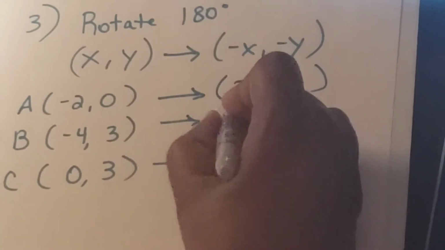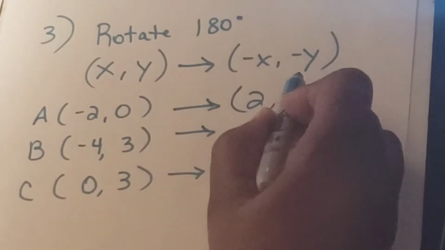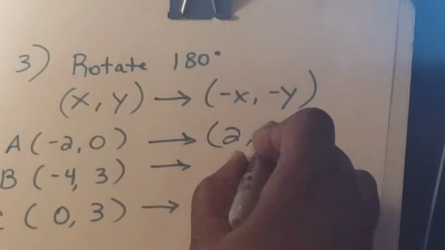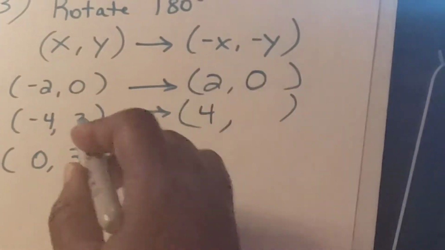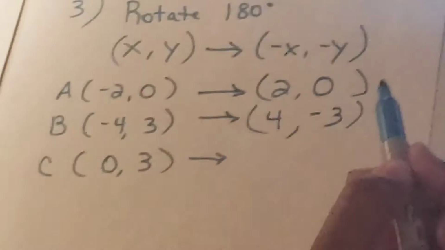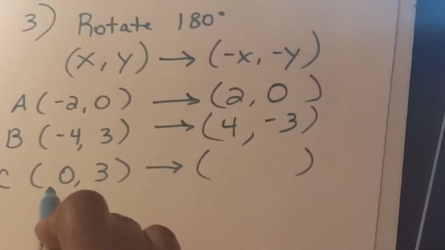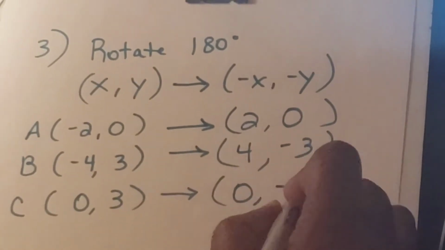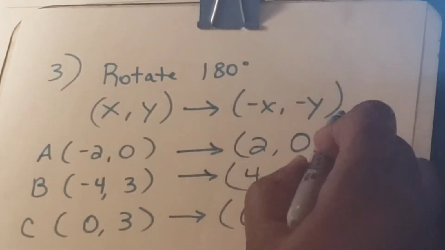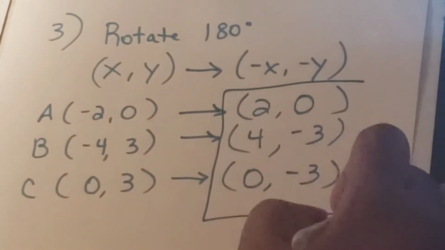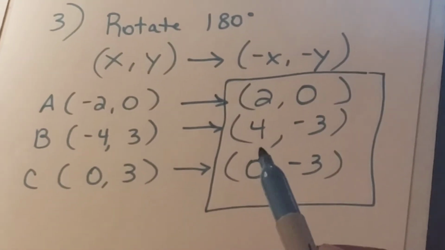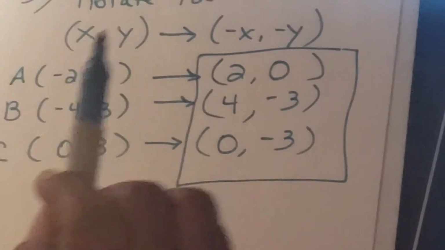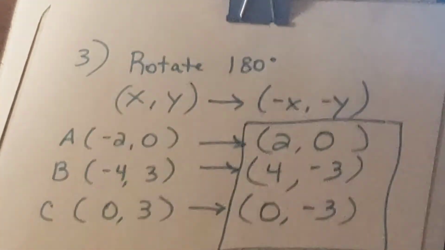Alright, -2 will become 2. 0, you can't change that to a different sign. 0 is just 0. Point B, -4 becomes 4. 3 becomes -3. And point C, 0 you can't change. 3 will become -3. So once we graph all of these points, that will create your new triangle, which is automatically going to be rotated 180 degrees. So let's look at our grid.